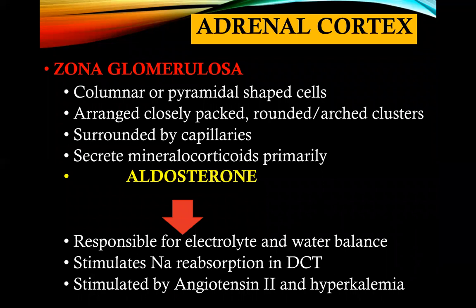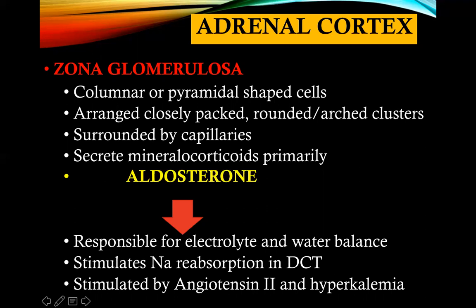The zona glomerulosa is described as having columnar pyramidal shaped cells, which are arranged closely packed, in rounded arc clusters surrounded by capillaries. All you need to remember about the zona glomerulosa is that they secrete mineralocorticoids, primarily aldosterone. Aldosterone, this hormone is responsible for electrolyte and water balance. It stimulates sodium reabsorption in the distal convoluted tubule, and they are being stimulated by angiotensin II and hyperkalemia.